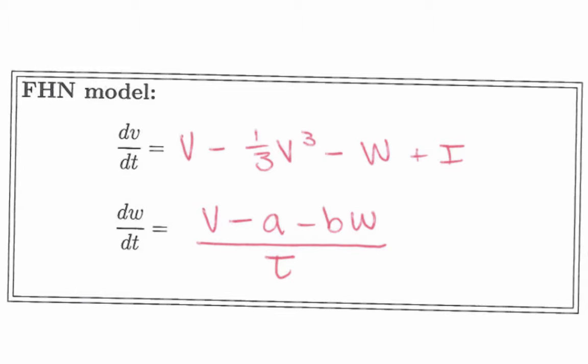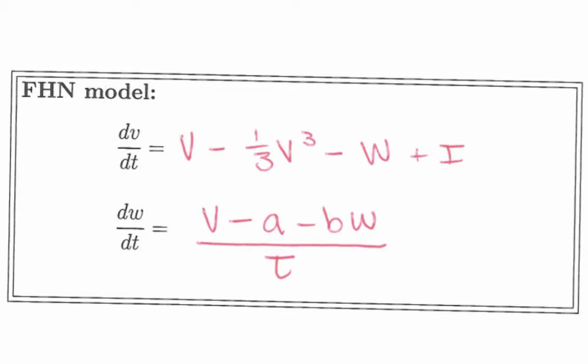We find in this case that there are two variables in this system. We have the variable V, which we might think of as representing the voltage, and W, which we might think of as representing a current in this system. So we have two variables in this system, V and W.